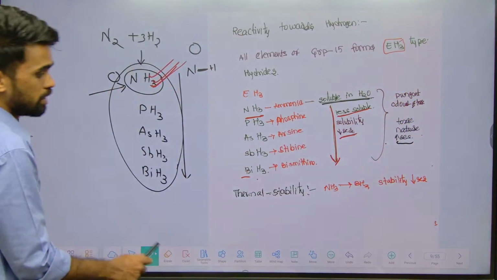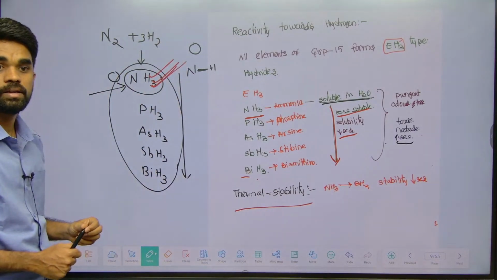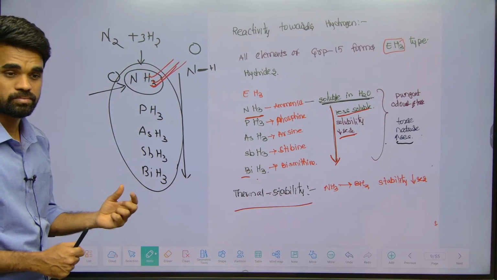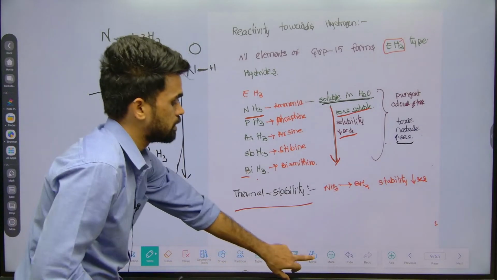Okay, remember. Next, down the group, what did I tell you about the thermal stability? Thermal stability decreases. Okay, remember.